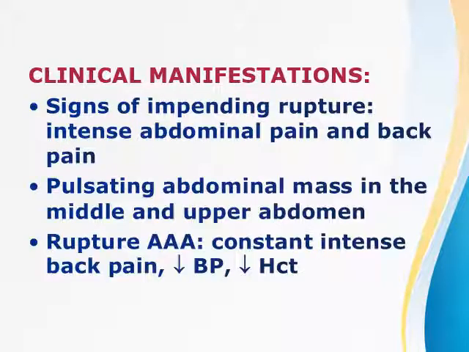Clinical manifestations would include the following. Signs of impending rupture would be intense abdominal pain and back pain. The pulsating abdominal mass in the middle and upper abdomen is present. So again, pulsating abdominal mass. And then if there is a rupture of your AAA, there is a constant intense back pain, and then a sudden decrease of your blood pressure, and a sudden decrease of your CBC components, such as your hemoglobin and hematocrit, indicative of bleeding.